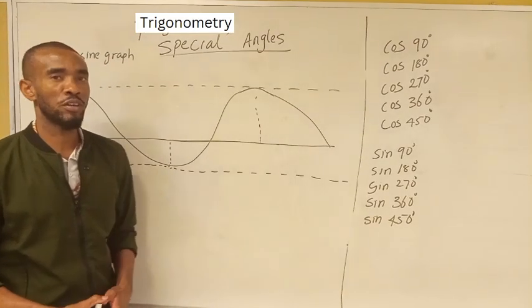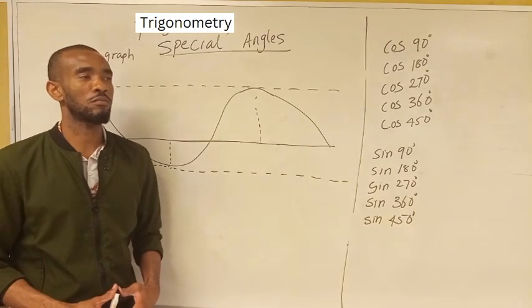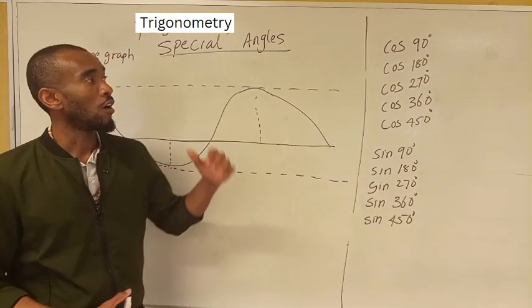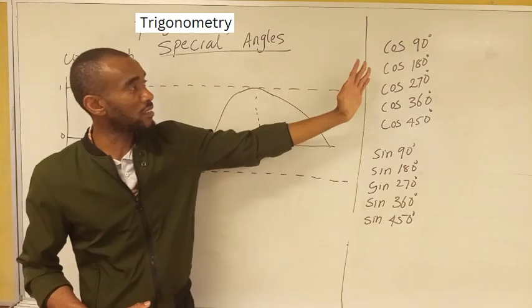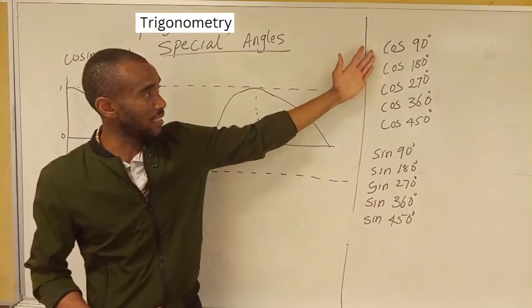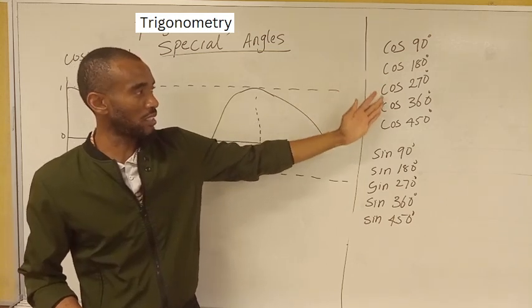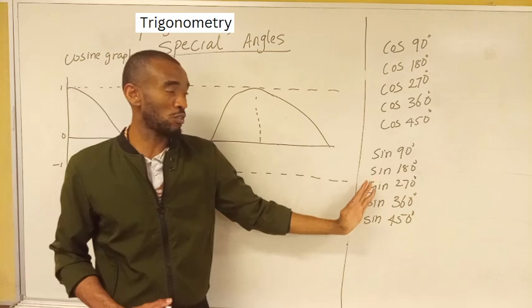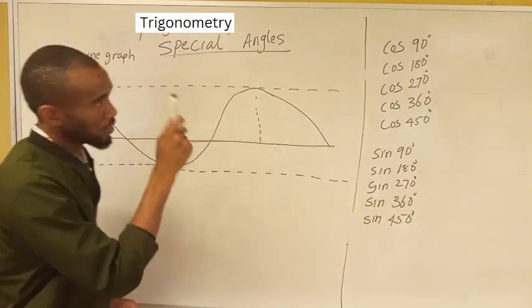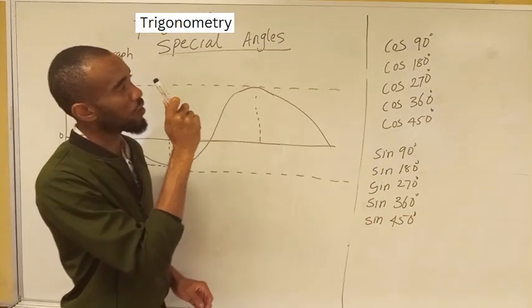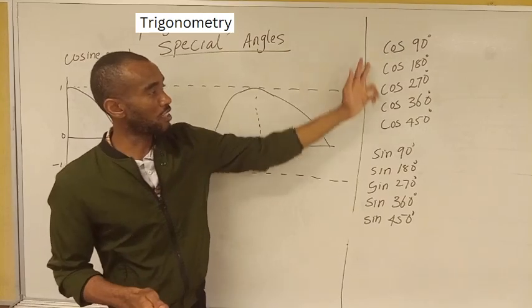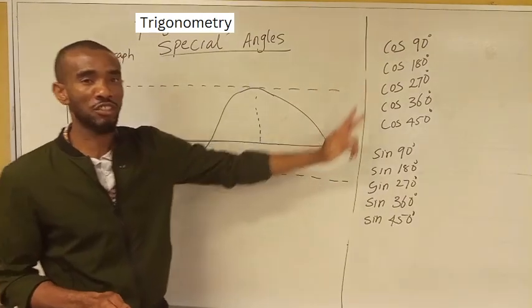So in this video, we're going to be demonstrating how you can find the special angles of cos 90, cos 180, cos 270. All those things you have here are also special angles. And we're going to start by showing how you can find cos 90 and all the special angles that we have on this upper section.